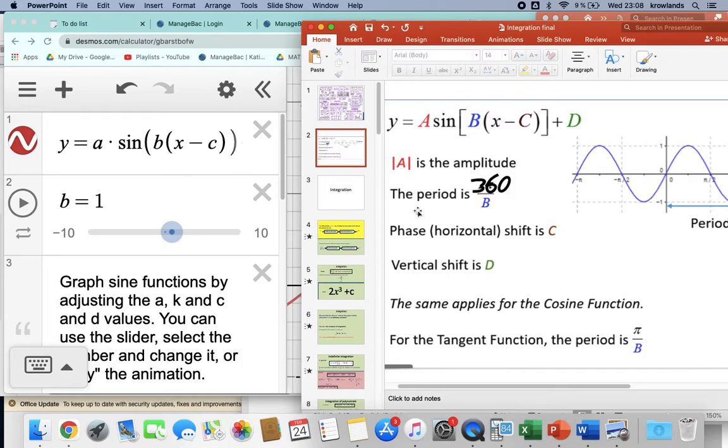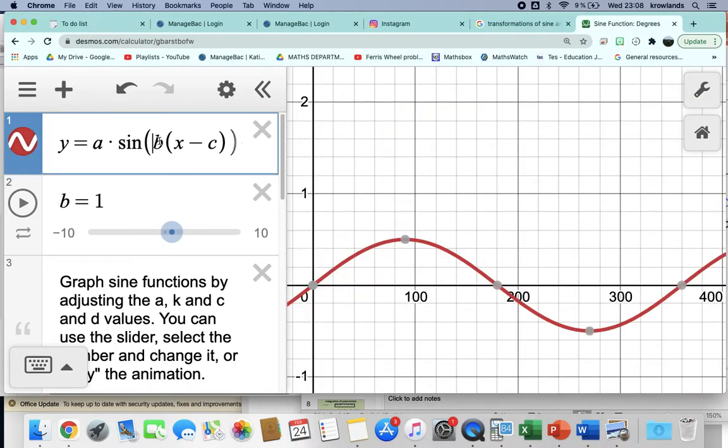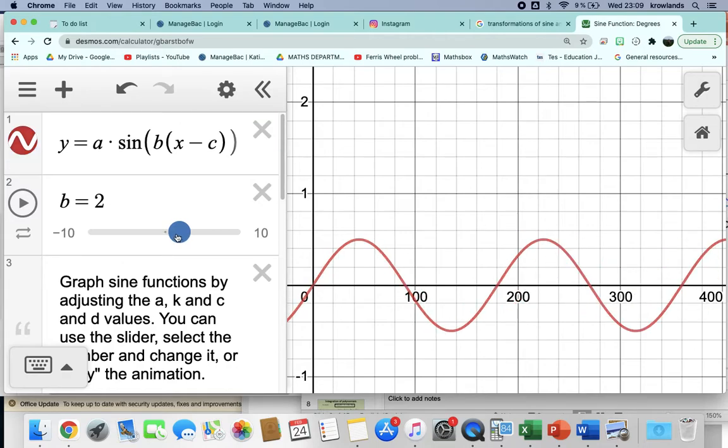Now, typically, we have B is equal to 1. So if this is equal to 1, this means it takes 360 degrees for a whole cycle to occur, a whole period to occur. So we're going to focus on periods rather than amplitudes. Now, if I move this to 2, what do you notice has happened? Excellent. So the bigger this value becomes, the more squashed the graph becomes horizontally.